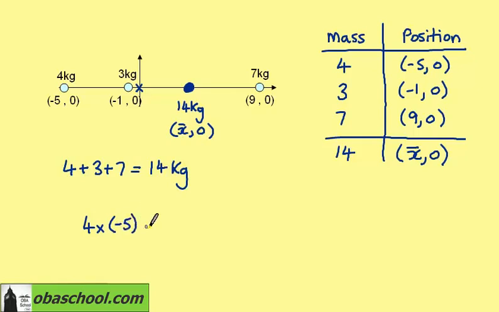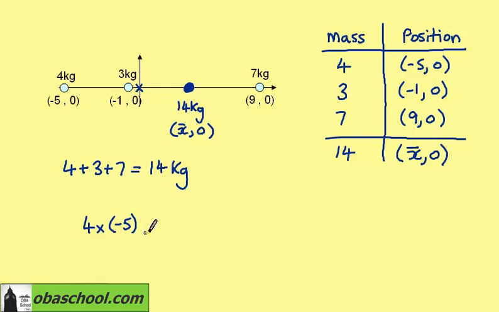Strictly speaking, of course, this should be weight times distance rather than mass times distance, but in order to change mass to weight, we multiply by g. Since we're going to do this throughout an equation, the g would just cancel back out. So we can use mass times x-coordinate.